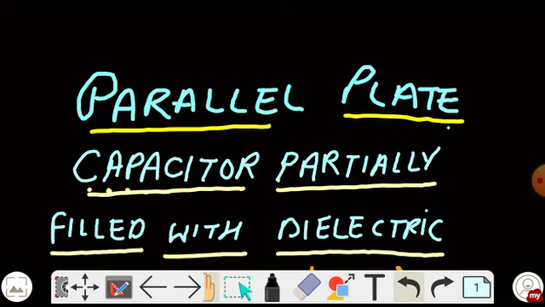Okay. Now in today's video we are going to discuss the parallel plate capacitor when a dielectric partially fills the gap between the plates. That means it is within some thickness. It doesn't completely fill. Okay, so this is the case here.